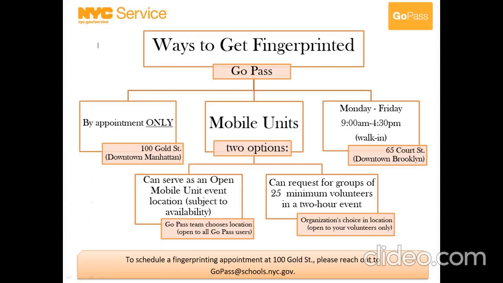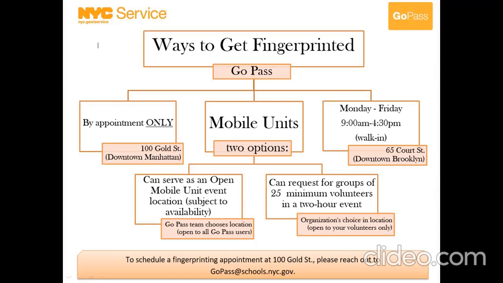The DOE GoPass team provides 3 primary ways of getting printed. The Walk-in Fingerprinting Center at 65 Court Street in downtown Brooklyn is the first. No appointment is necessary here. This is the quickest, fastest, and most common option that organizations utilize to screen their volunteers. This center is open Monday through Friday, 9 a.m. to 4:30 p.m. Once there, the volunteer will present the referral form and their government-issued photo ID and are fingerprinted and photographed.